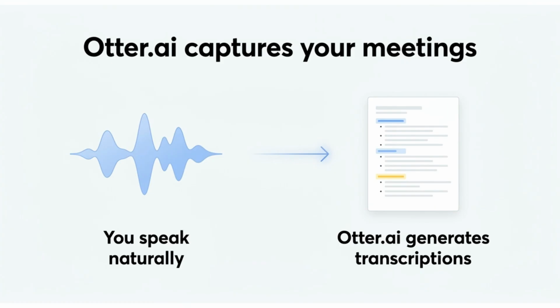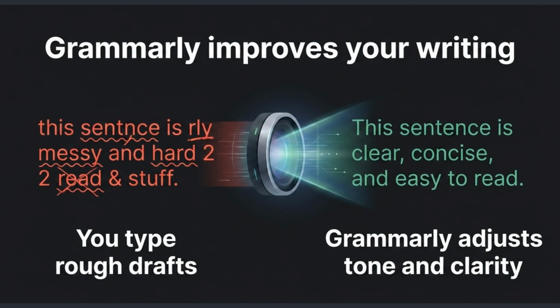Otter.ai captures your meetings. You speak naturally during the meeting, and Otter.ai generates accurate transcriptions and text summaries. Grammarly improves your writing. You type rough drafts, and Grammarly adjusts the tone and clarity, ensuring clear and effective communication.